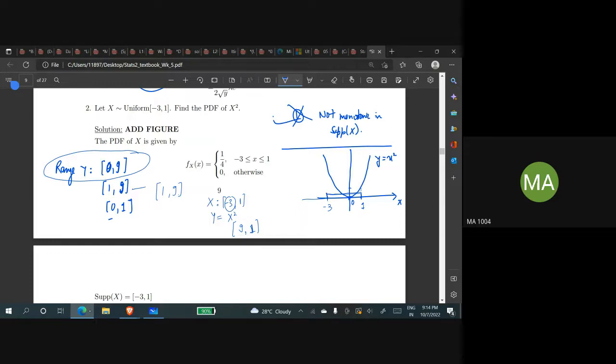So since x equal to minus 3 gives 9, let's say this is our 9. Now how will you find the CDF for this? Okay, let's see. So this is just minus 1.